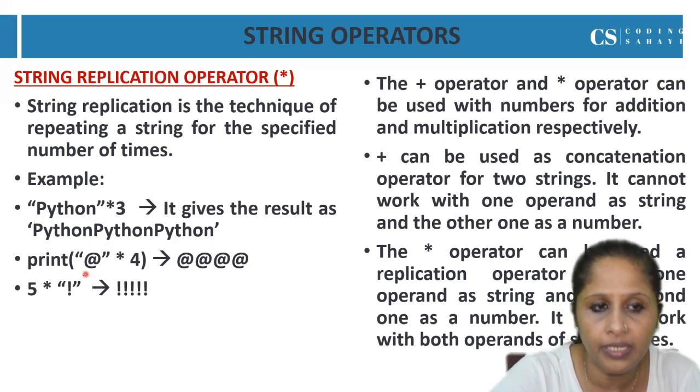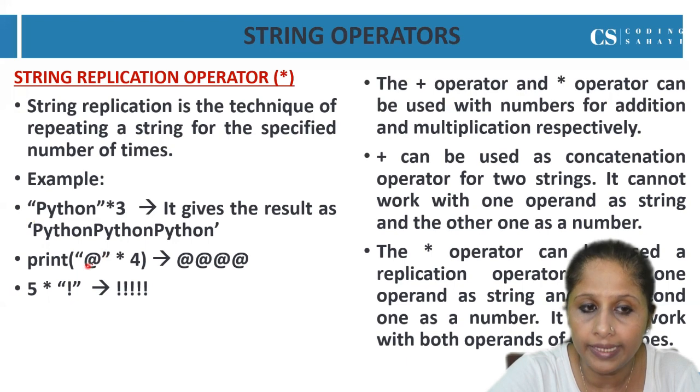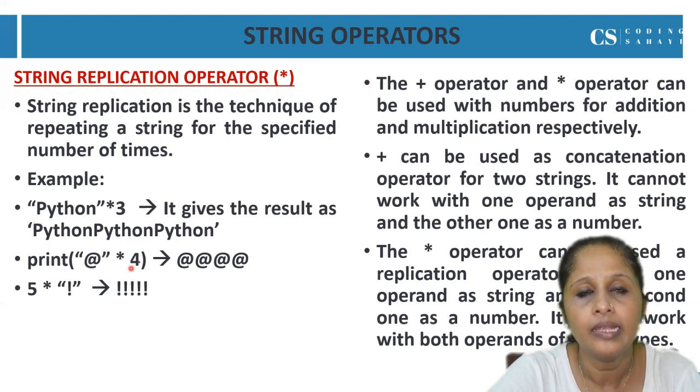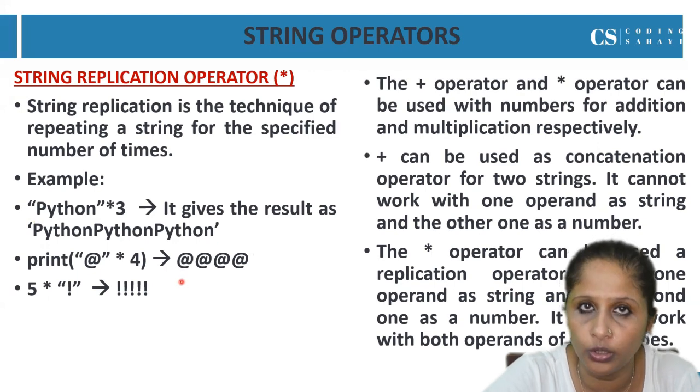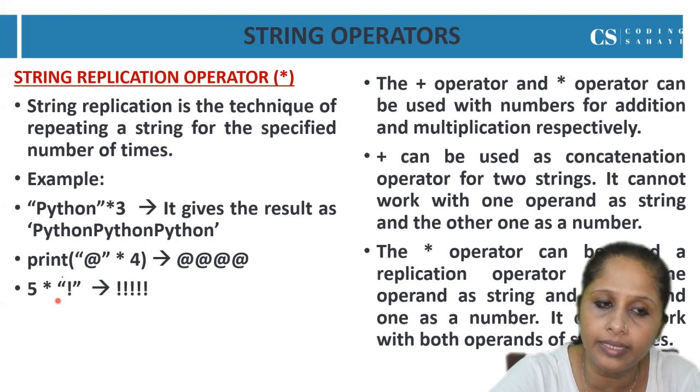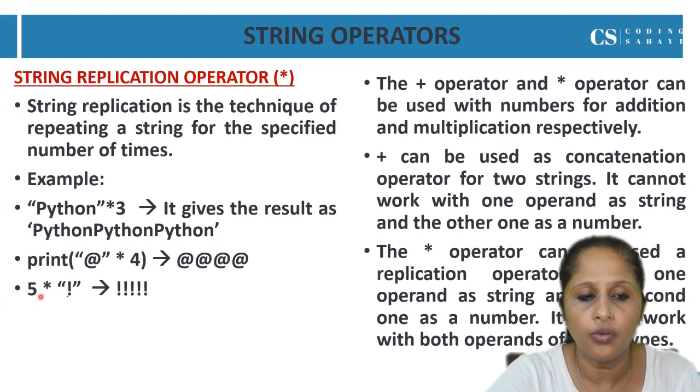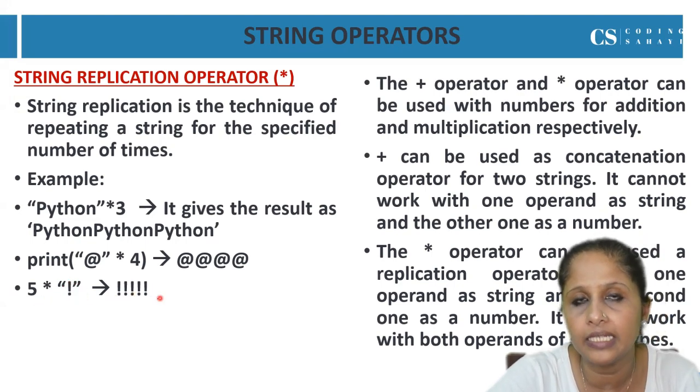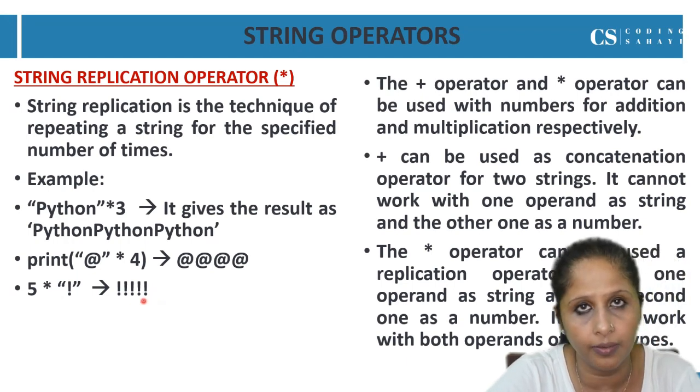Another example: inside our print statement I am giving, in double quotes, the at symbol, star 4. That means this at symbol is printed four times. In another way also, you can give the integer first, then star, then the string. That is also possible. When I do that, 5 exclamation marks are printed. So this is our string replication operator.